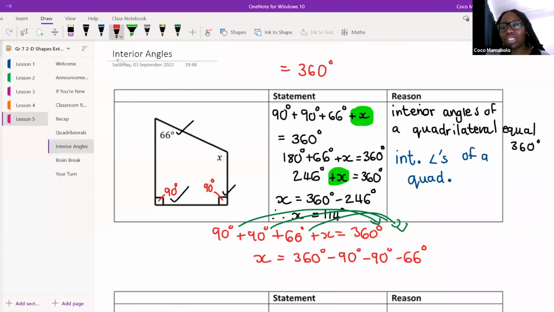Right. And then I can just type into my calculator 360 minus 90 minus 90 minus 66. Then I can go, therefore, x is equal to 114 degrees. Now, what I've done is exactly what Bonolo has done here with us, but I did mine in 3 steps instead of 1, 2, 3, 4 steps. I've skipped a step.